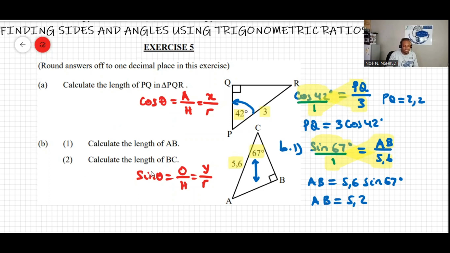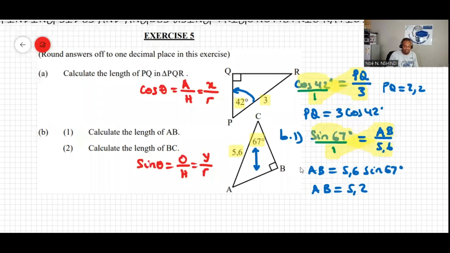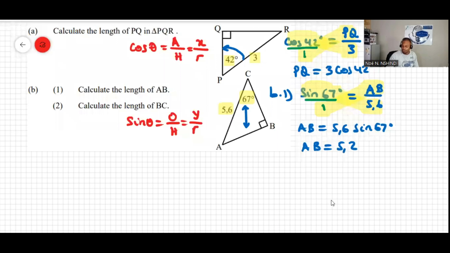Question B2 says calculate length BC. So we're looking for this length here. Now, we can solve this in 2 different ways. Look at this carefully.